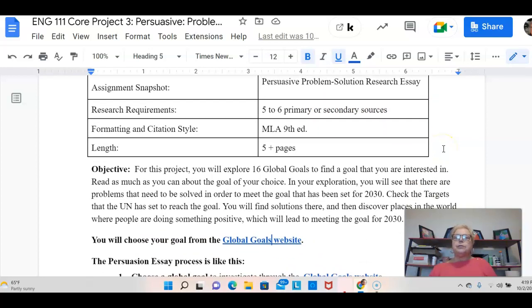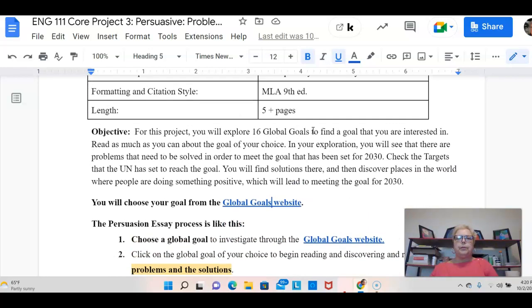Primary source is just a source that is from the actual author himself or herself, and secondary is somebody writing about what somebody else has done as their research. So most of the sources you'll find are probably secondary sources, and so you feel free to use those. This, of course, would be MLA 9th edition, the same way we've been doing.